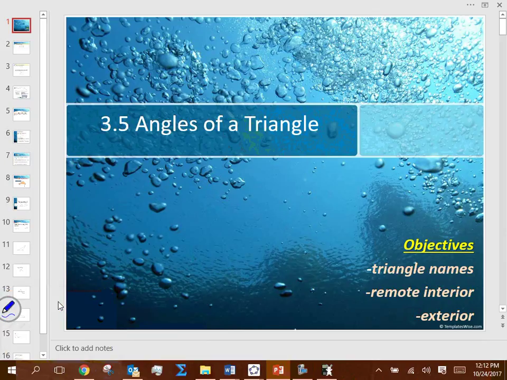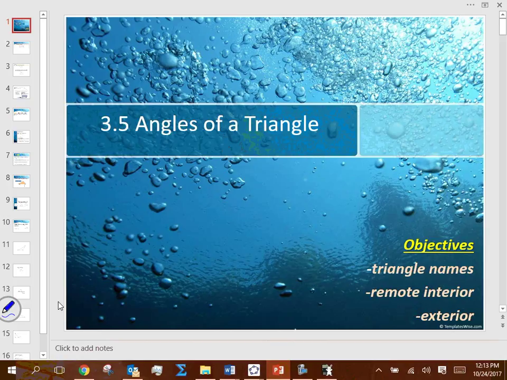All right, 3.5 is maybe one of the most important sections that we're talking about this year. It's actually kind of easy, okay, but it is a topic that we use over and over and over, several principles that we use over and over and over throughout other sections, so it's very, very, very important.